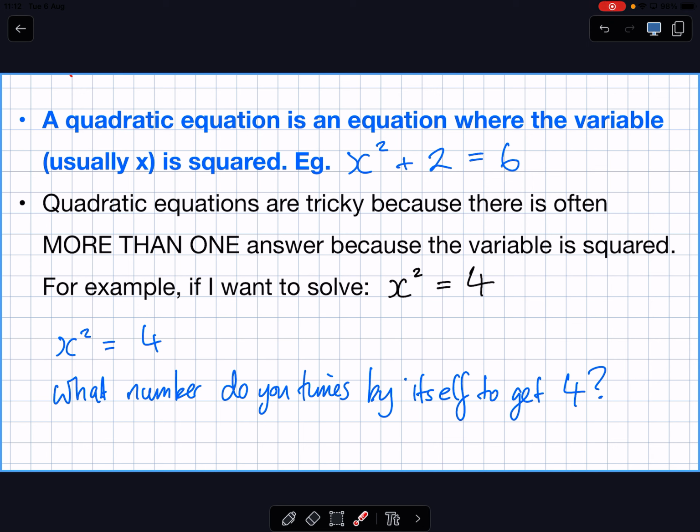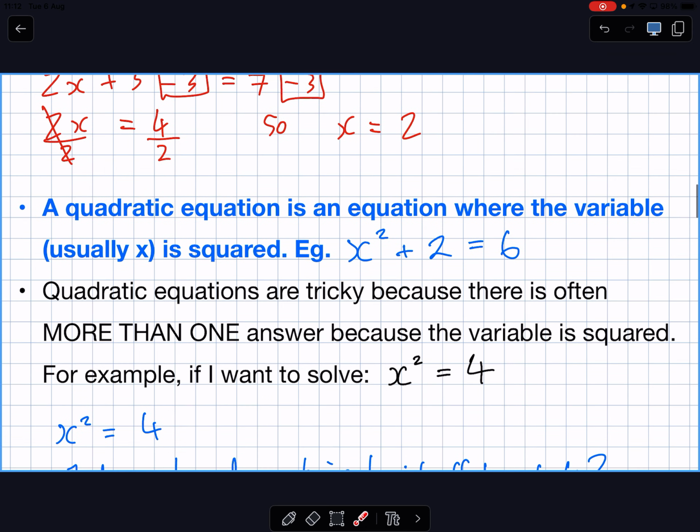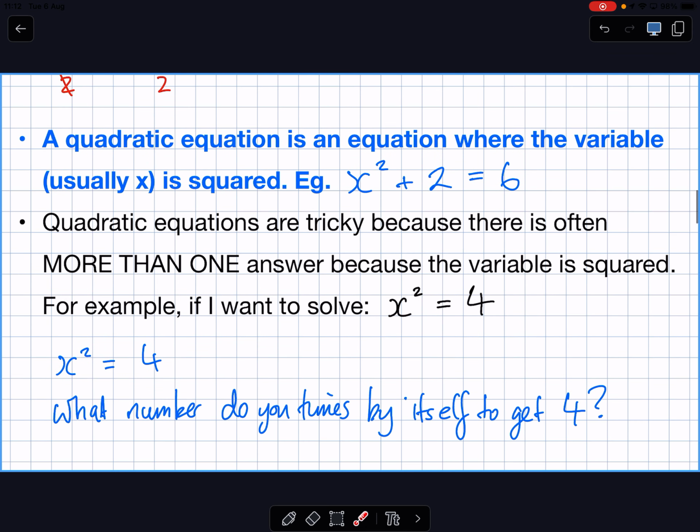Let's see why they're tricky. Why is this harder than what you've done previously? Because now, this is what's different about Year 10 level maths: unfortunately, you're going to have more than one possible answer, because the variable is squared.